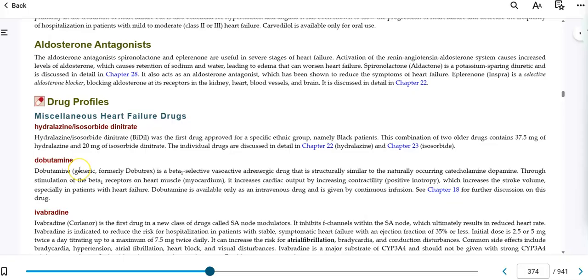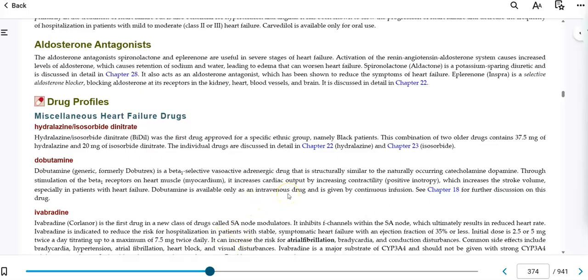And the new one here is my dobutamine. This one works really well. It increases my cardiac output by making my heart pump more positively, so it increases that contractility. That's that positive inotropic response.